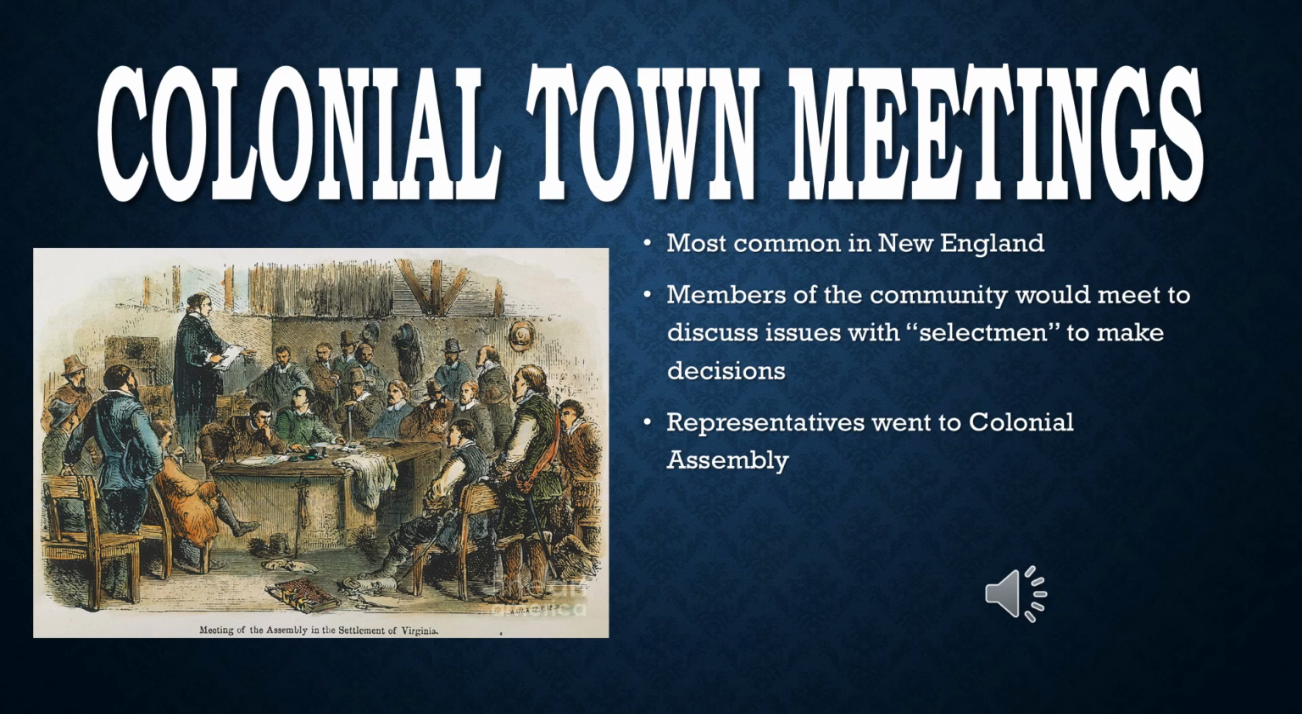Colonial town meetings. This is most common in the New England area where people are living closer together, less so as the southern colonies develop where people are further and further apart. But colonial town meetings are where representatives of communities come together and meet and discuss what decisions are going to be made for those colonies. So basically it is for the colonial assembly. These are representatives that come in and talk as a legislative branch basically and create the laws of the colonies.